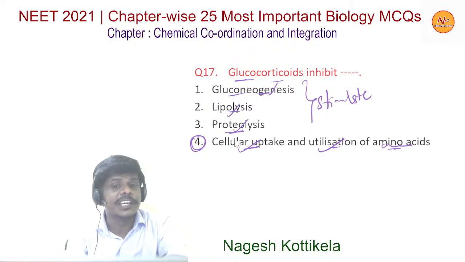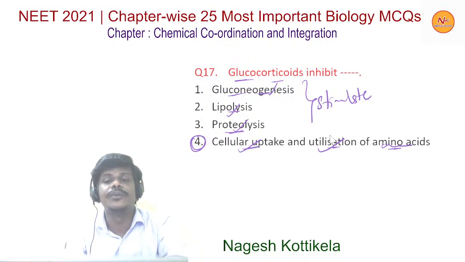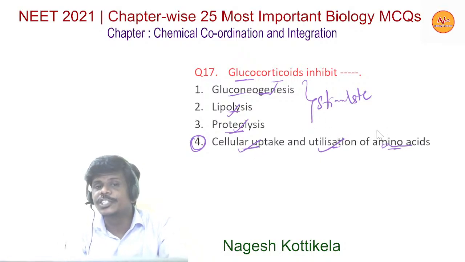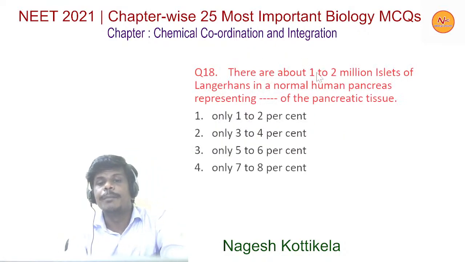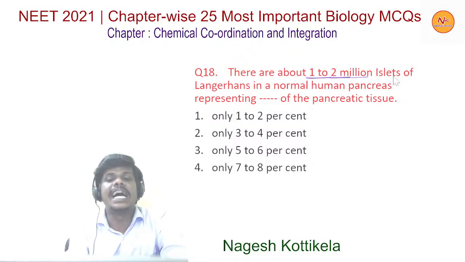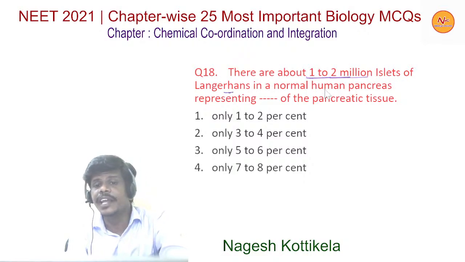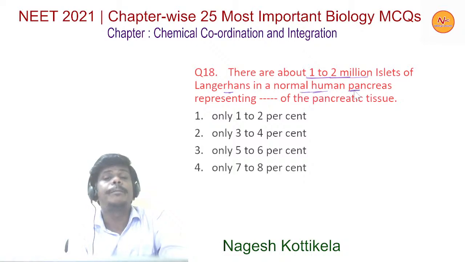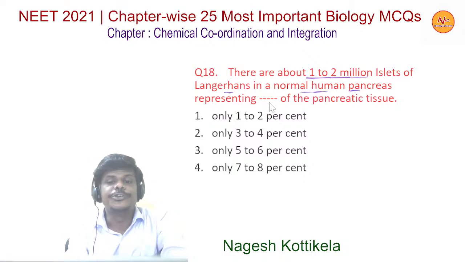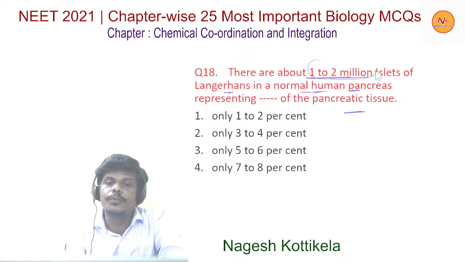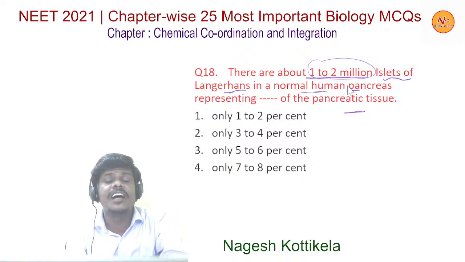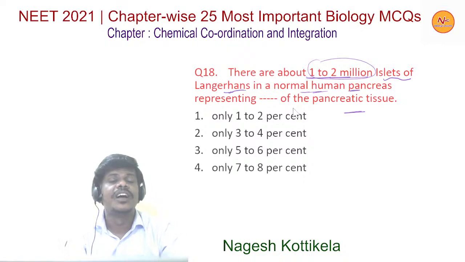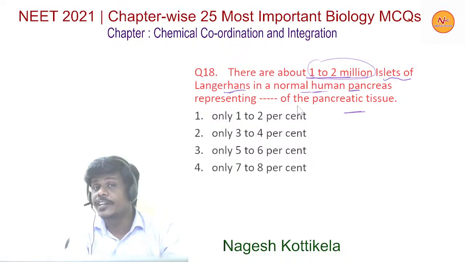But it is inhibiting the cellular uptake and utilization of amino acids. Now, moving to the next question after this. There are about 1 to 2 million islets of Langerhans in a normal human pancreas, representing dash of the pancreatic tissue. Now, these about 1 to 2 million islets of Langerhans present in normal human pancreas represent how much percentage of a pancreatic tissue?